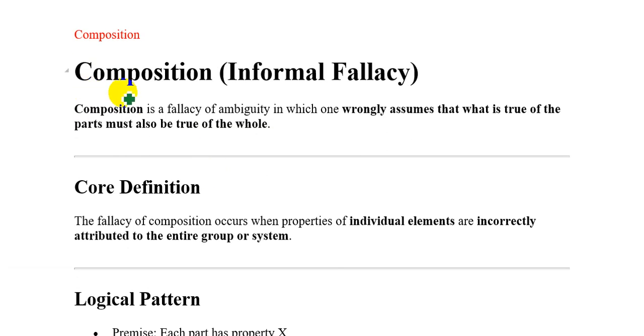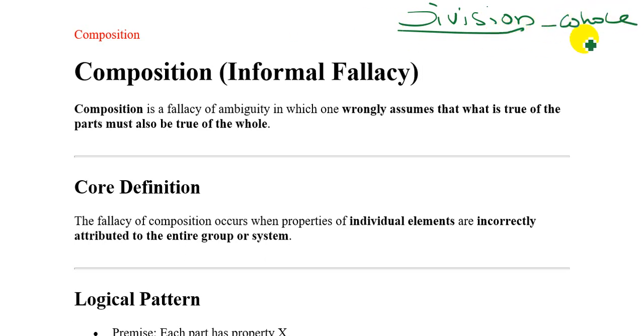Next, we'll go into fallacy of composition and division separately, both of them. So these are all informal fallacies. Composition is a fallacy of ambiguity in which one wrongly assumes that what is true of the parts must also be true of the whole. Now, how do we remember what is division and what is composition? When we talk about division or dividing, what can we divide? We can divide only a whole. So basically from whole to part.